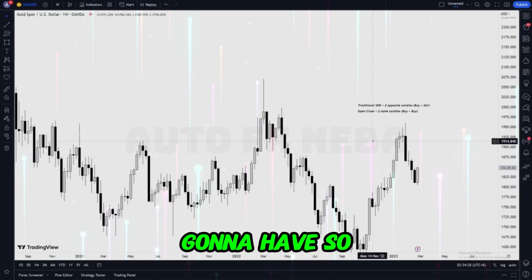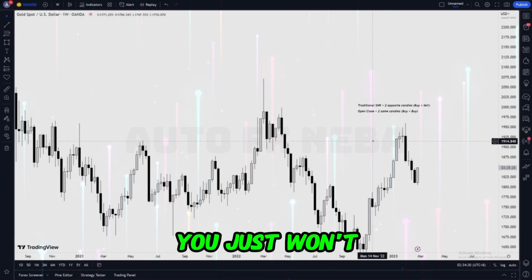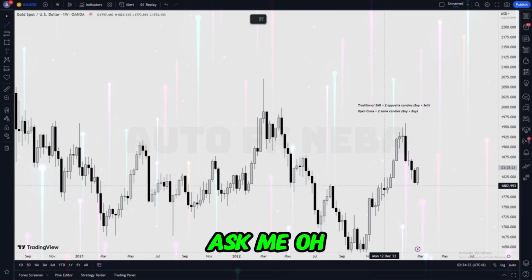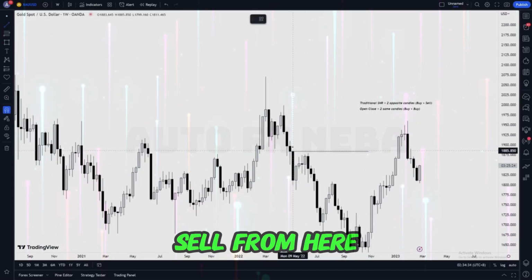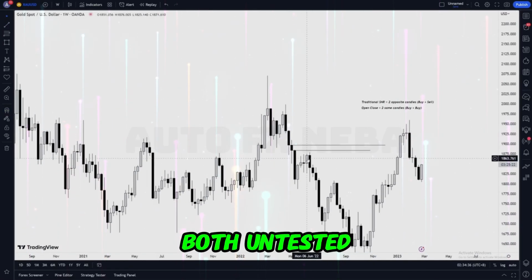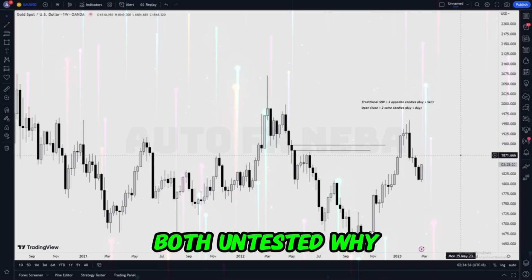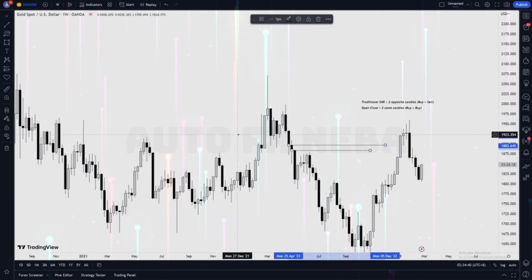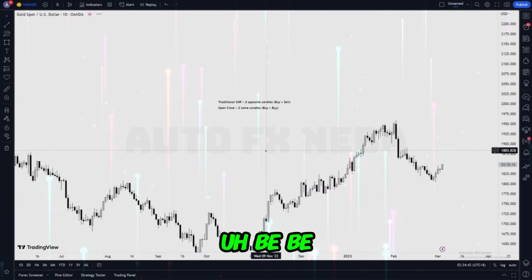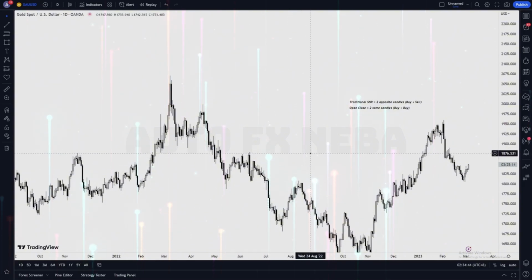Otherwise you're going to have so many opportunities to trade from them, you just won't know which one. If you ask me, why not just take a sell from here? Why not take a sell from here? These are both untested. Price didn't even reach it. Why not just do that? But be smart is what I'm saying.